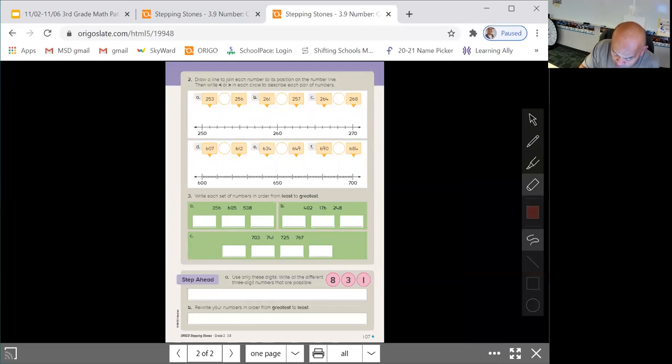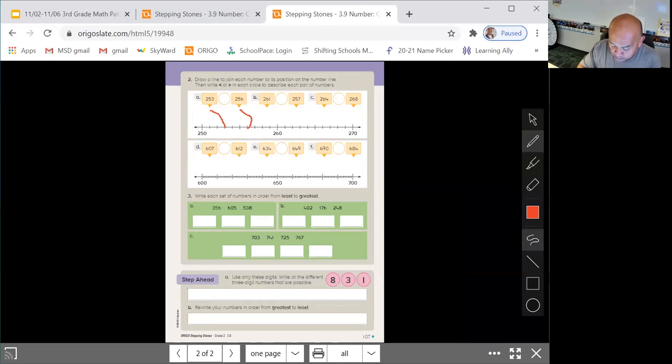Let's do A together. So 253 or 256. So looking here, it looks like 250, they're counting by ones here. So 253 would go, well, let me get my pen tool going, would go right there. So see how I drew a line? And then 256 goes right here. Ooh, I almost missed it.